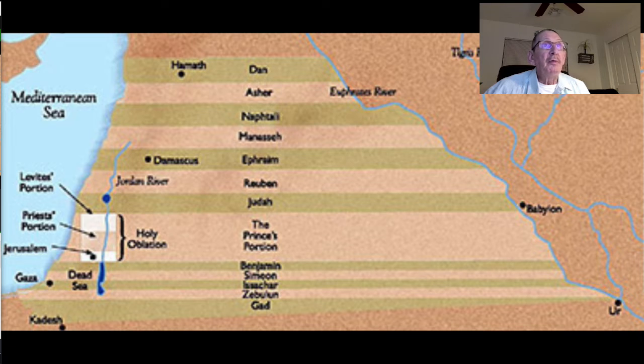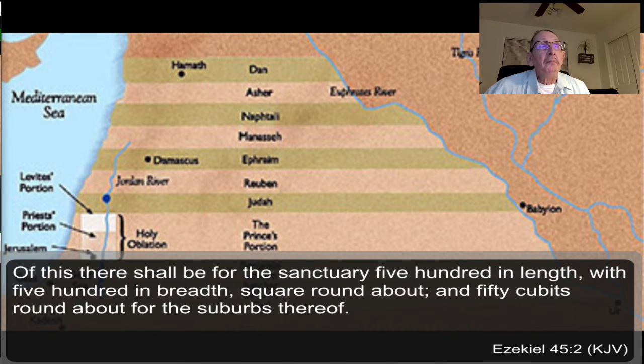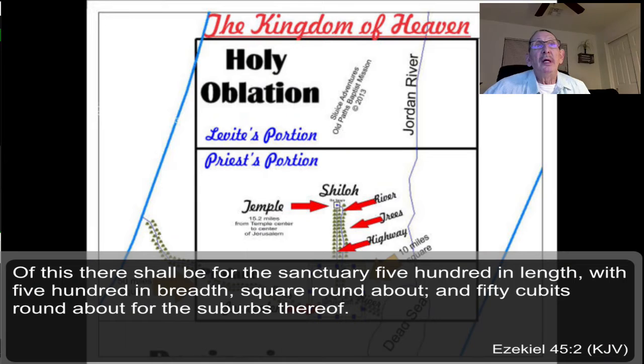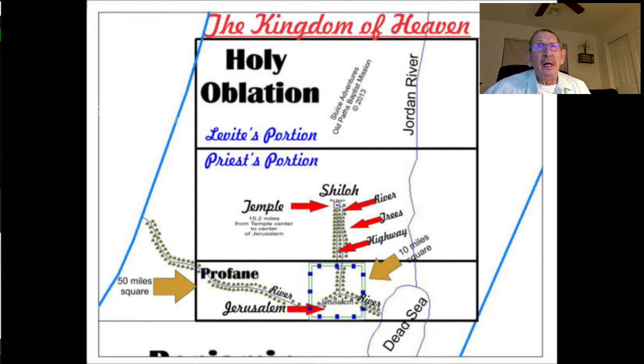Okay, Ezekiel 45:2. Go back to our last picture. Of this there shall be for the sanctuary 500 in length, with 500 in breadth, square round about, and 50 cubits round about for the suburbs thereof. And the sanctuary they're talking about here, again, is this area right here. We'll be talking more about that in these, what you see alongside here. That's a highway that goes between Jerusalem and Shiloh, and that's mentioned in Judges. It's talked about in Judges.